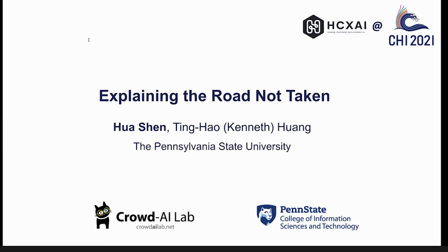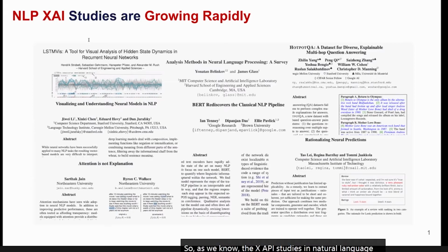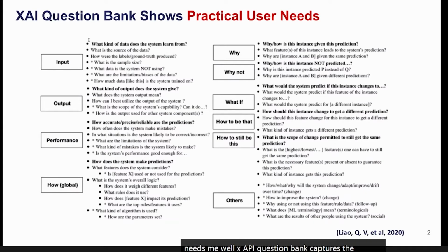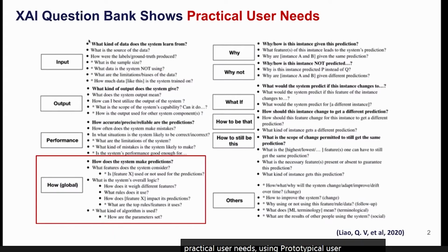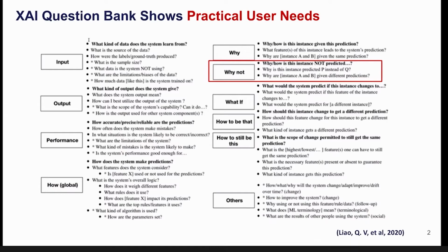So as we know, the XAI studies in natural language processing, named NLP applications, are growing rapidly. But from a human-centered perspective, it is unclear to us whether existing NLP XAI studies respond effectively to practical user needs. Meanwhile, XAI Question Bank captures the practical user needs using prototypical user questions. They categorized all these questions based on the XAI algorithm types, such as how does a system work globally, or why does a system not work in this way? They further verified all these questions with AI product UX designers for real-world user needs.